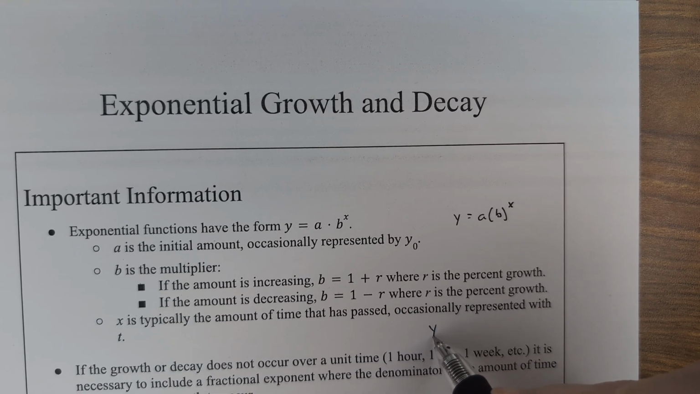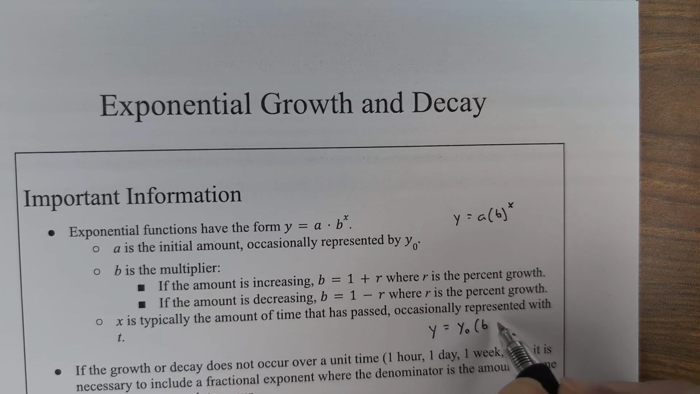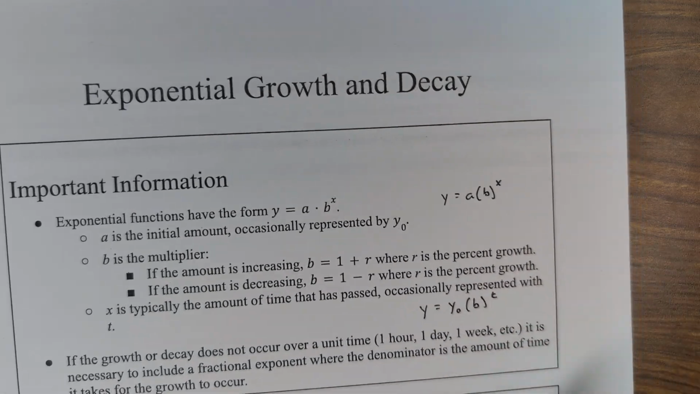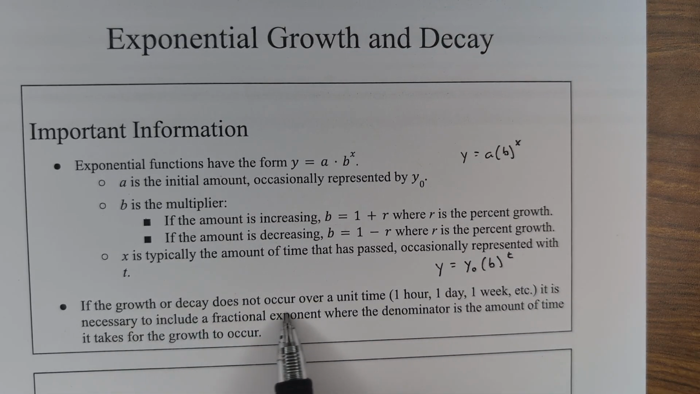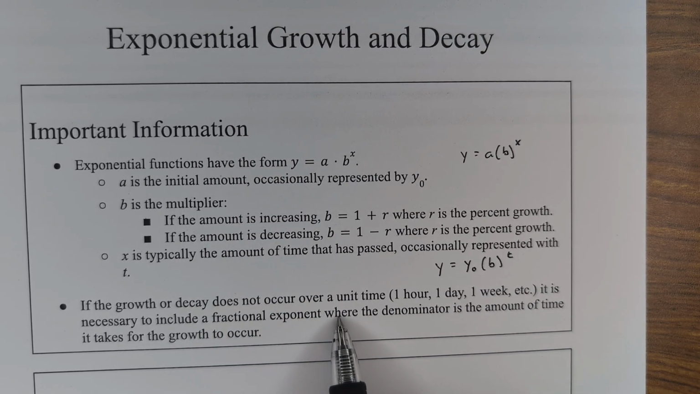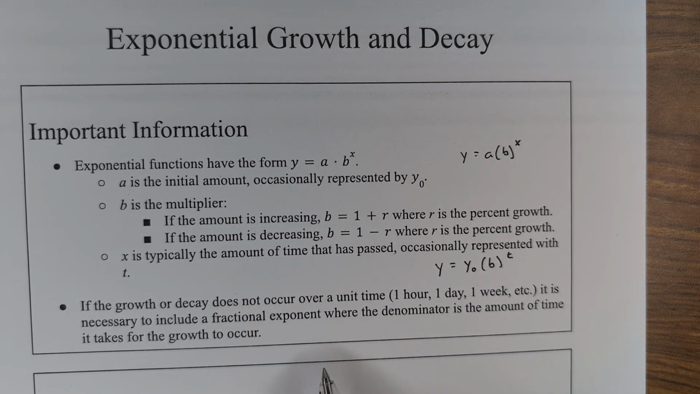Sometimes you'll see it written like this, in terms of y0 and t instead of a and x. If growth or decay does not cover unit time, so hour, day, week, it's necessary to include a fractional exponent. So if it doubles every 2 days, your exponent becomes x over 2.